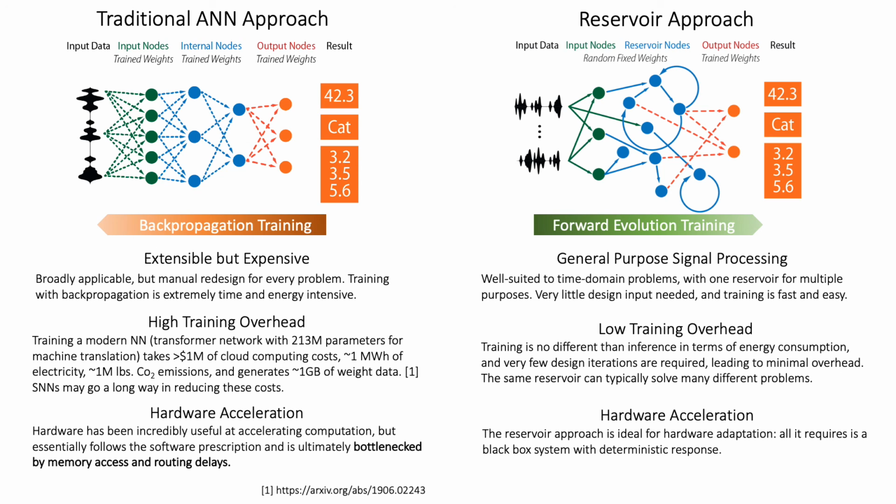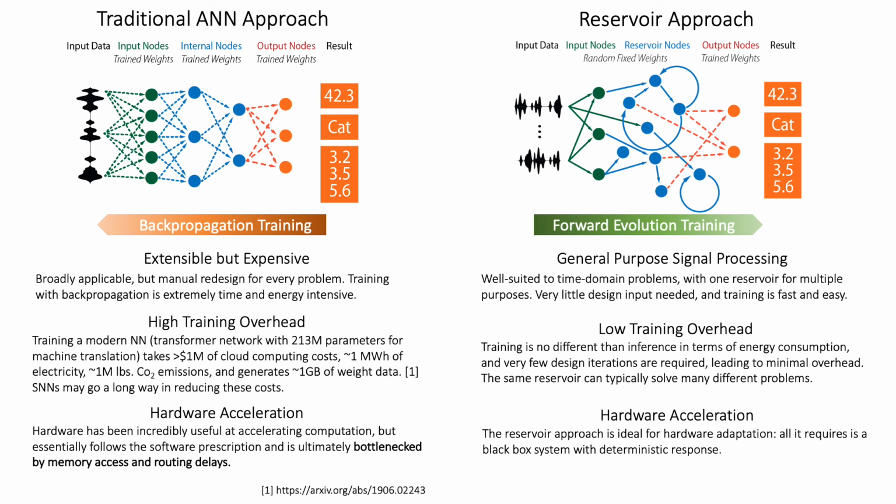Reservoirs, on the other hand, are much more general purpose. A single reservoir might be generally larger than a neural network that solves a similar task, but the same reservoir might be used to solve many tasks. Very little redesign is needed, and in fact, almost no redesign is needed if the reservoir is sufficiently complex. Training is fast and easy. As we know, the reservoir is effectively operated in the forward or the inference mode, and the weights are simply solved for. This gives very minimal overhead.